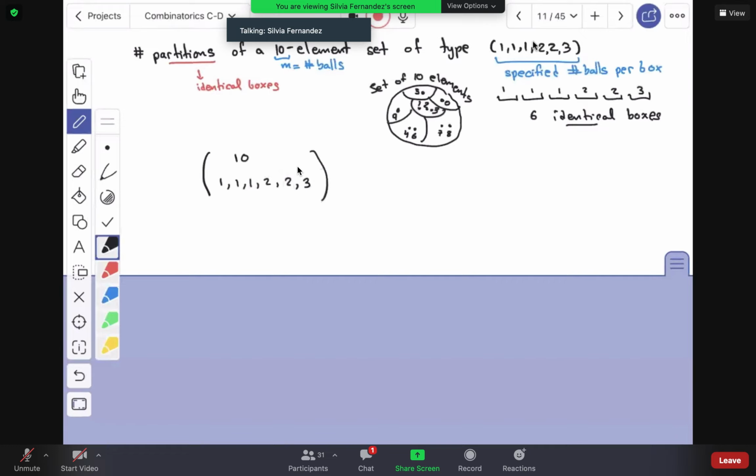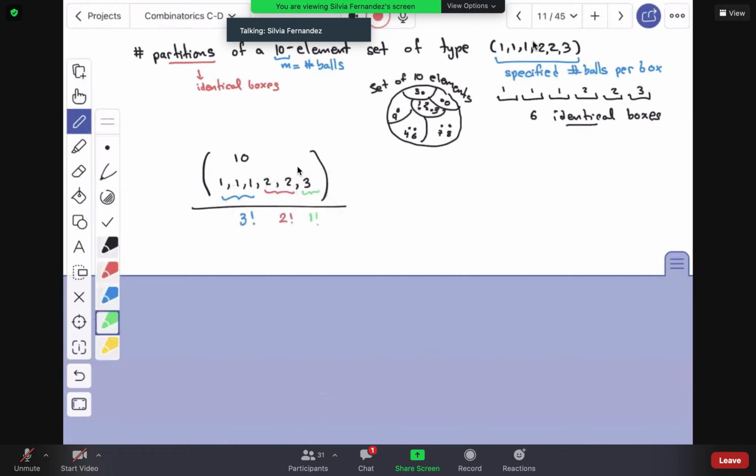And then, because the boxes are identical, I'm going to divide by the multiplicities. So I have 3 ones, so I divide by 3 factorial. I have 2 twos, so I divide by 2 factorial. And I have 1 3, so I divide by 1 factorial. Not that that makes any difference. But just to be consistent, why not? I'm just going to write the 1 factorial there.